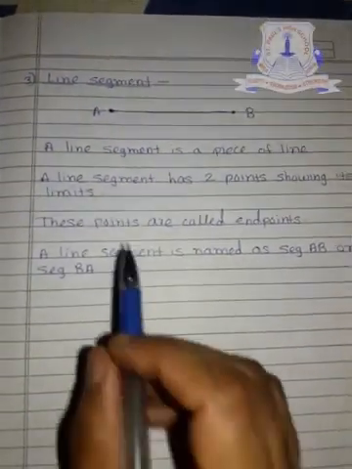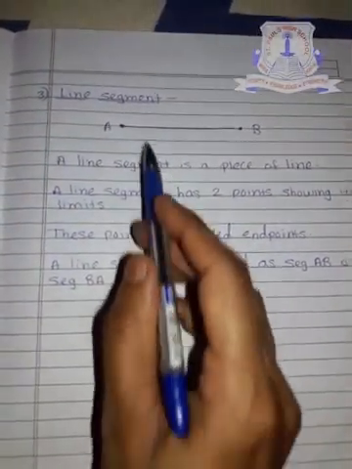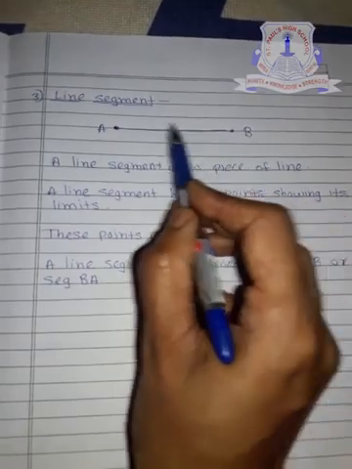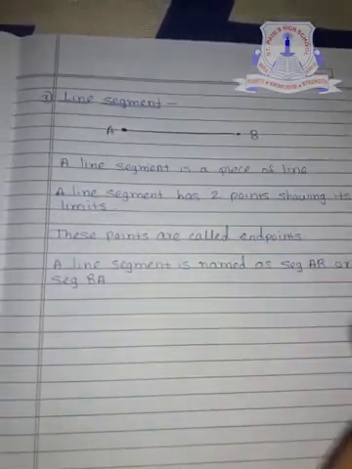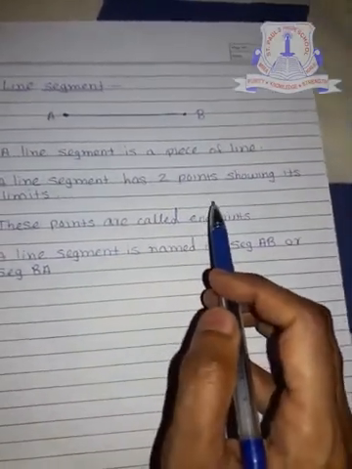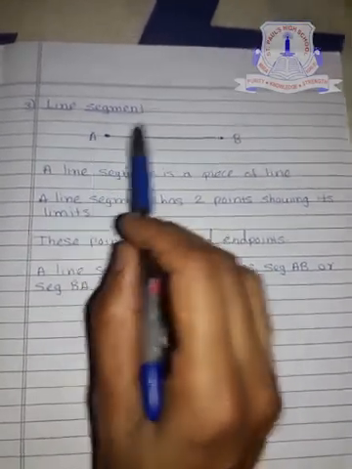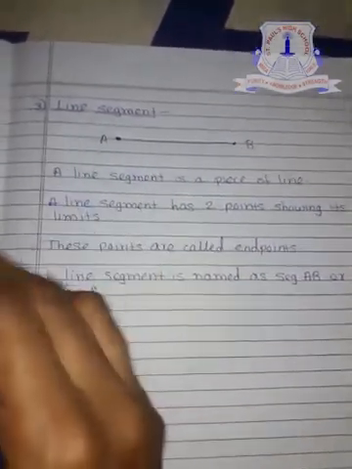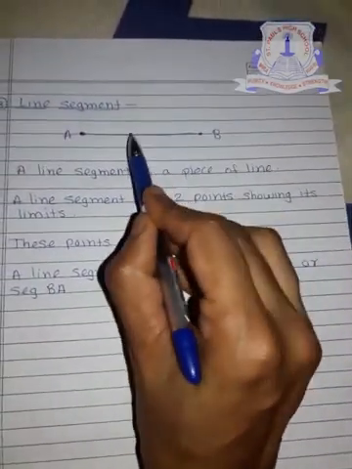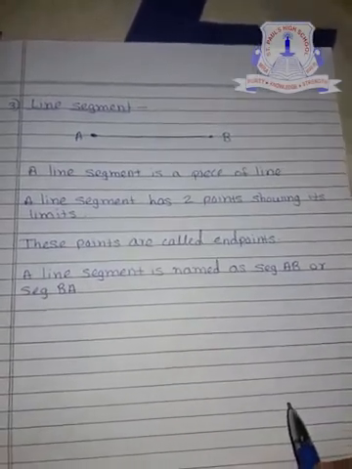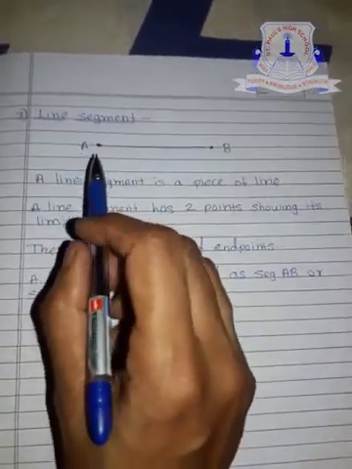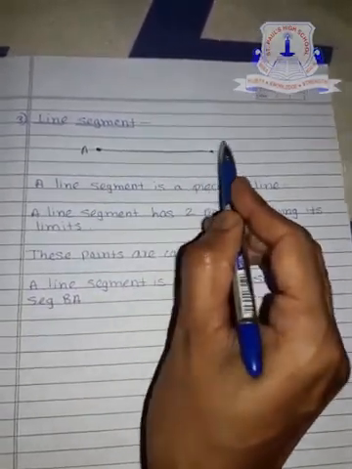After that, the next element is line segment. Line segment is drawn taking 2 points. Whenever you join 2 points, you will get one line segment which has 2 end points. A line segment is a piece of line. It has 2 points showing its limits, means it has a limit. It does not go ahead. These points, point A and point B, are called end points. A line segment is named as segment AB or segment BA, means you can read it from both sides.